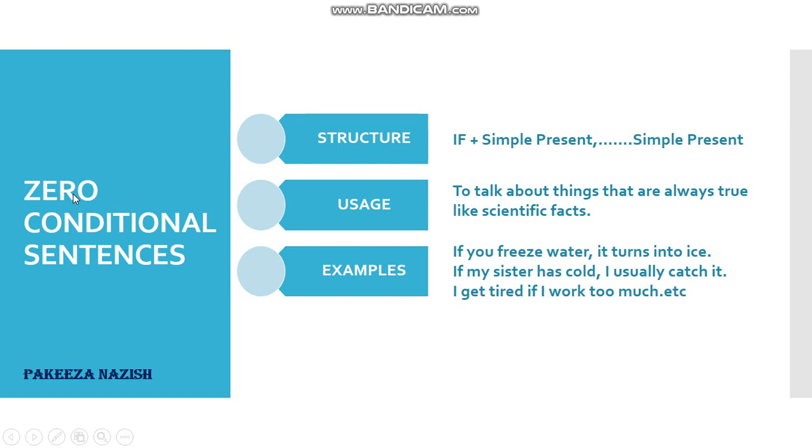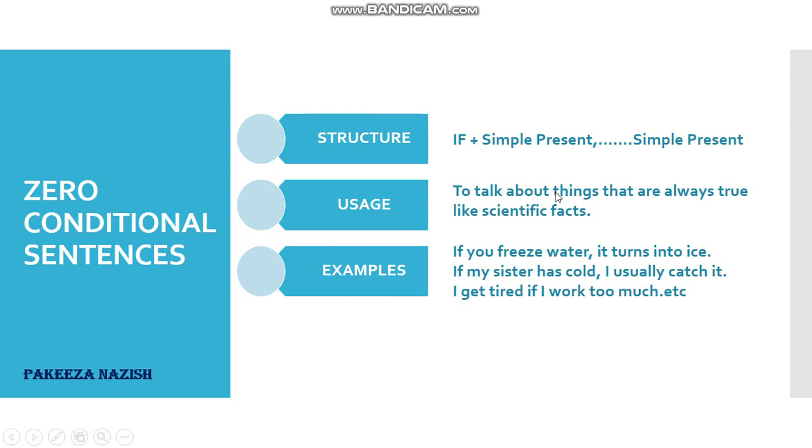So first of all are the zero conditional sentences. They are very easy sentences. We can see their structure. If plus simple present, simple present. Simple present means present indefinite tense, which means the first form of verb.